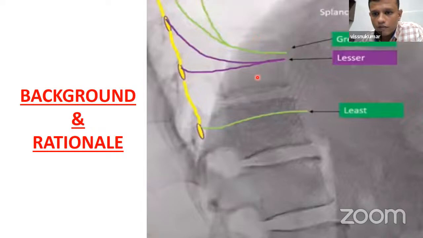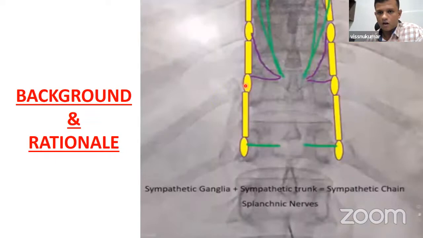Most of the neural tissue can be destroyed, so that the duration of pain relief will be more than 1 year. This is a simple concept. But when you do a celiac plexus, I have seen patients coming to me after 1 month or 2 months saying, sir, again the pain is coming, because you are not targeting the nerves. See, all these three nerves are joined to form the celiac ganglion and celiac plexus later. Now this is the orientation.